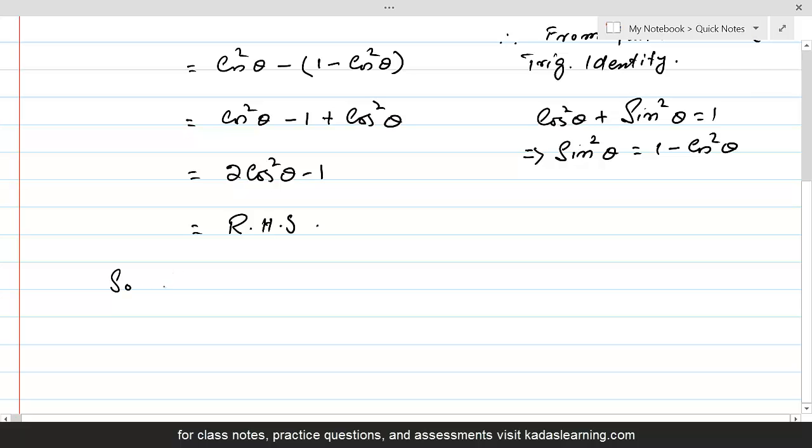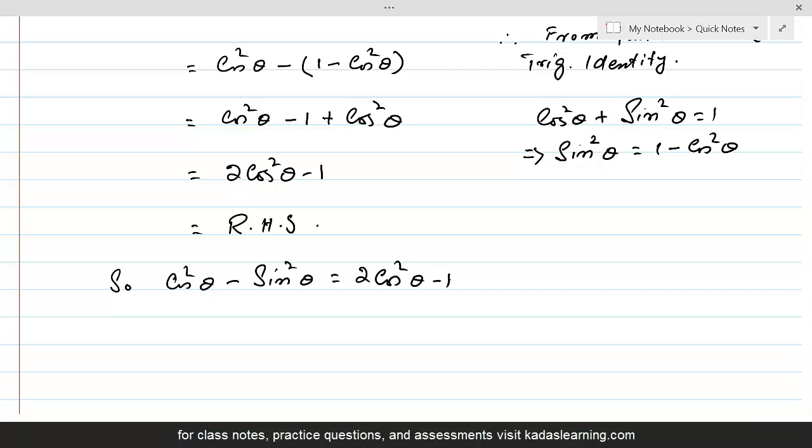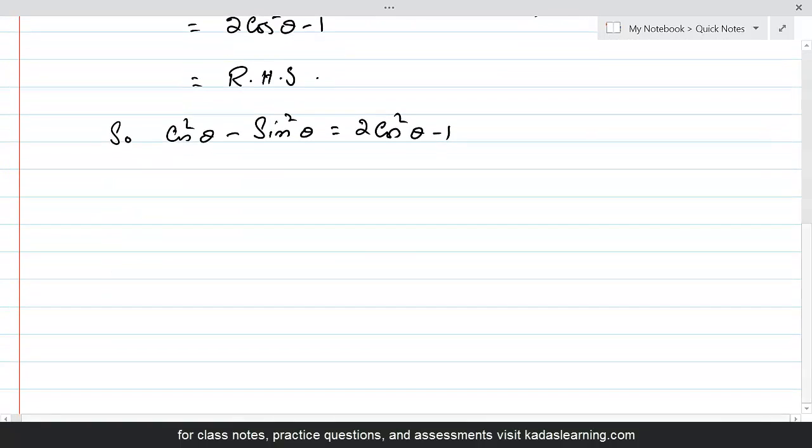So cos square theta minus sin square theta can be easily proved equal to 2 cos square theta minus 1. The logic is only we replaced sin square theta by its equivalent value in terms of cos using fundamental trigonometric identity. If we wanted to prove the second result as well, again we take left hand side.